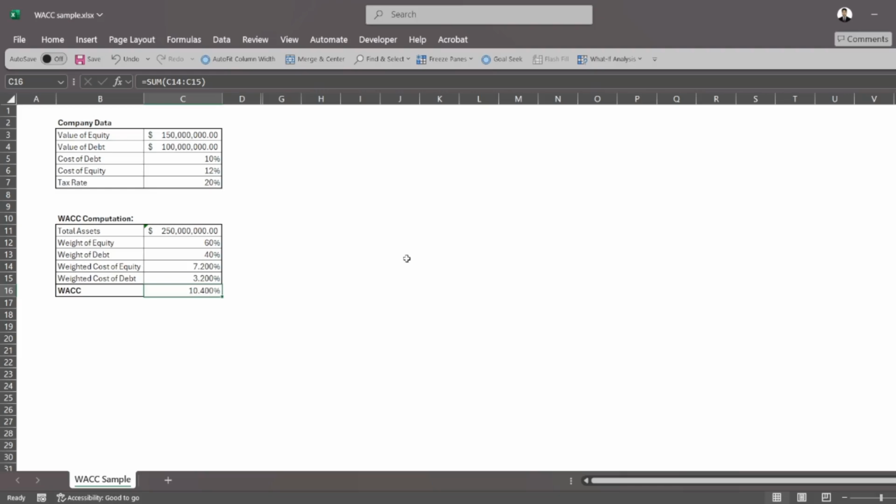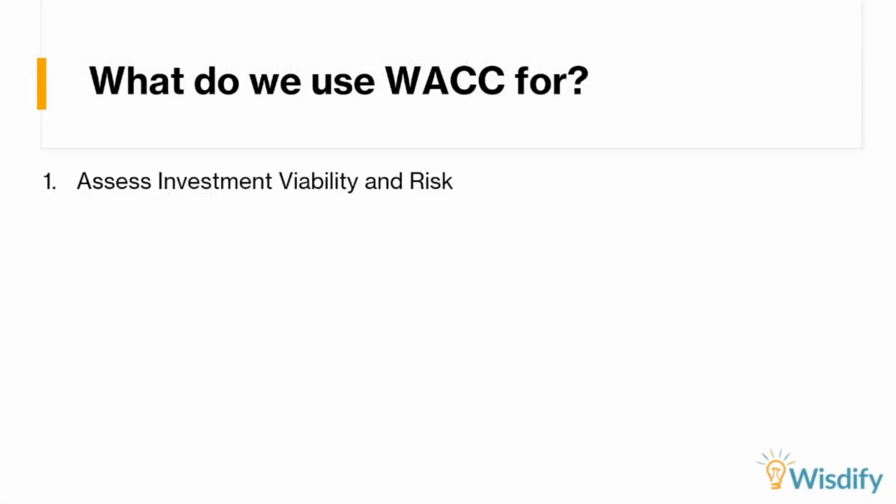So that's one thing you can use. So if you're running models and you're computing for something like, say, the internal rate of return, and internal rate of return comes back as 13%. Do you accept the project or do you reject the project? You're definitely going to be leaning towards accepting the project because it is greater than the weighted average cost of capital. So that's one application. Another one is discounting future cash flows.